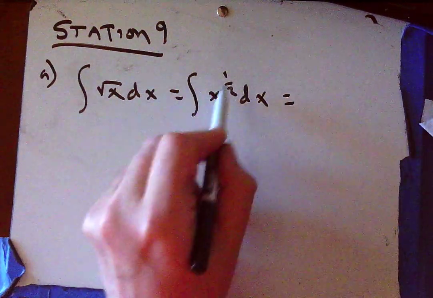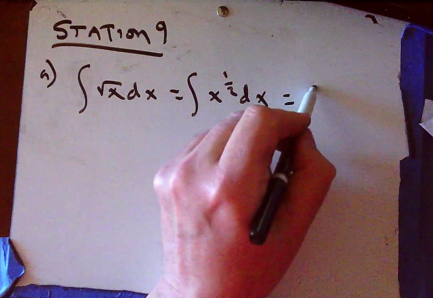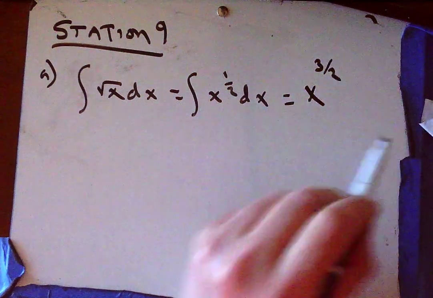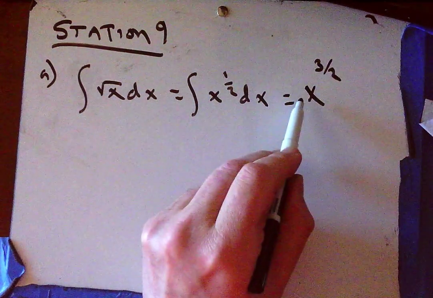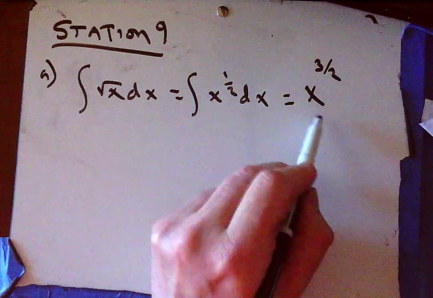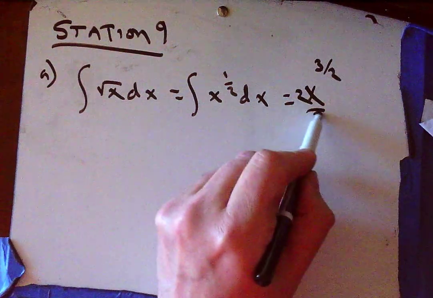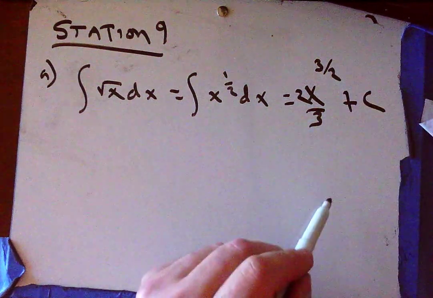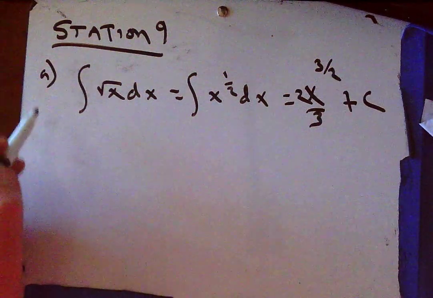So what's my antiderivative going to be here? It's x to the 3/2, because I added 1 to that. If I take the derivative, this 3/2 comes down. I don't see a 3/2, so there must be something present to undo the 3/2 that comes down.